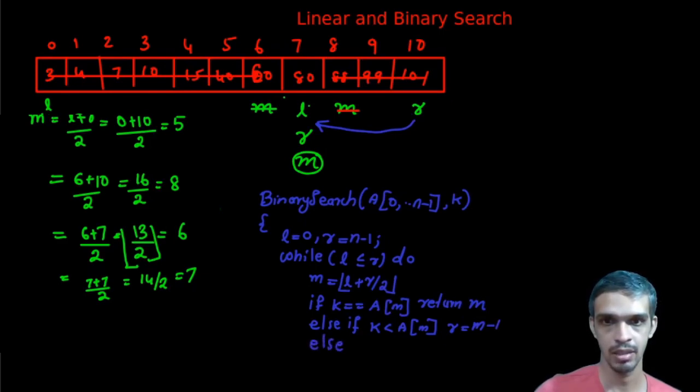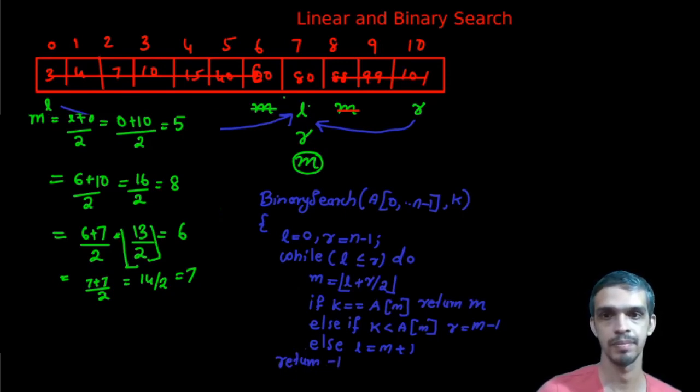Else, what we need to do? We need to assign L equal to m plus 1. First thing what we saw. L will become m plus 1. This is what happened in the first step. So the search is unsuccessful. Return minus 1. So this is the binary search algorithm.